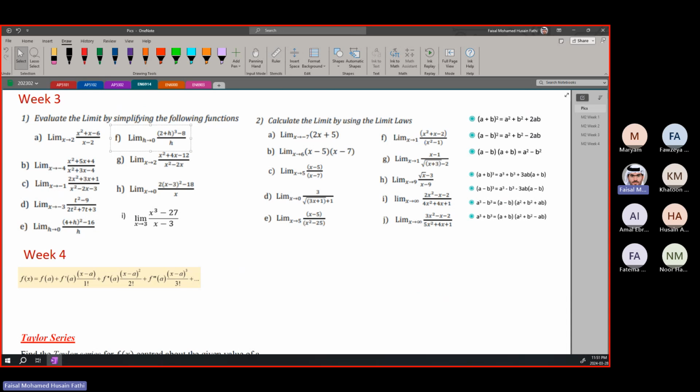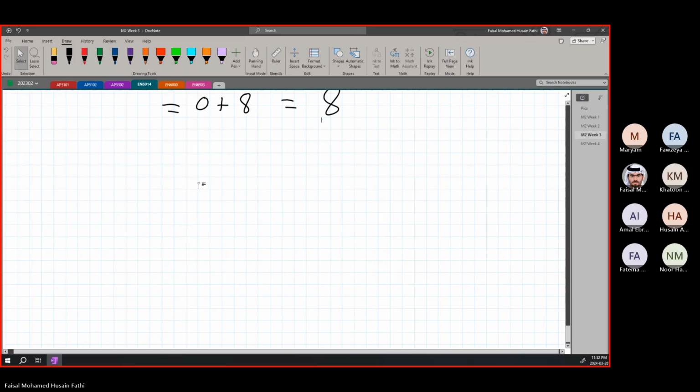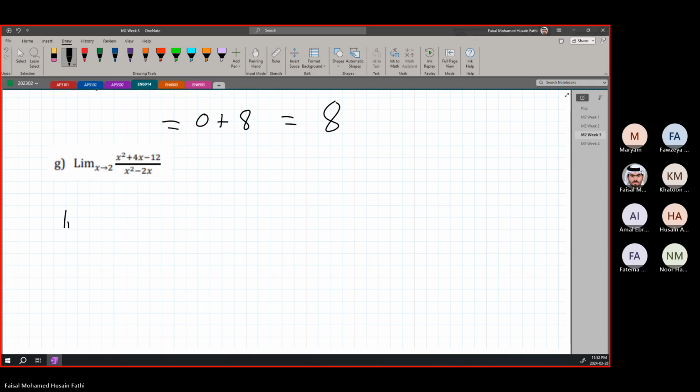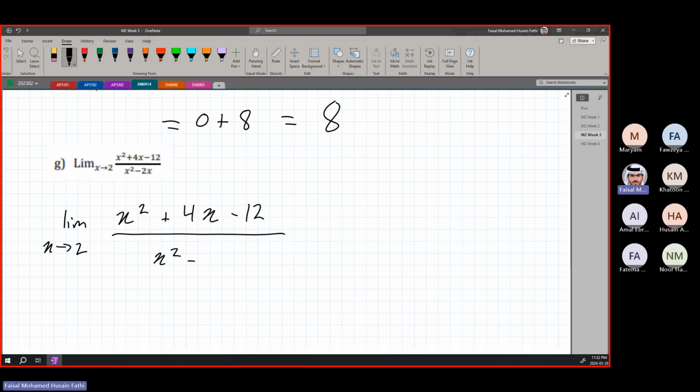Let's take another one. I want to do one where it's not direct. This is just factorization. Let's do it really quickly. So here it says the limit as x tends to 2 of x squared plus 4x minus 12 divided by x squared minus 2x.